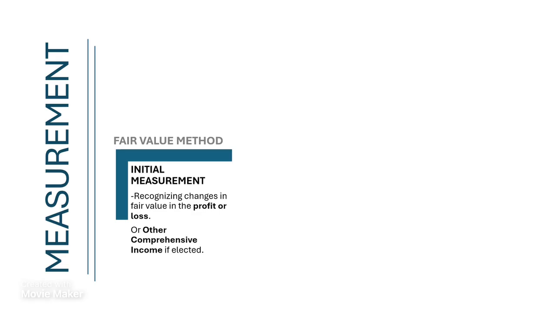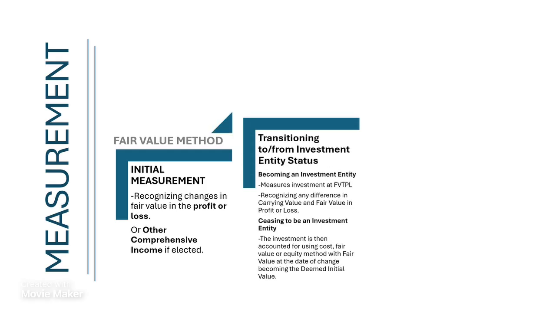Measurement under the fair value method provides a market based valuation. It is ideal for tracking the investment's current worth. So, initial measurement is done using fair value through profit or loss, or it might be through other comprehensive income if elected. Subsequently, at every change in the fair value, any gain or loss is recognized in profit or loss or OCI.